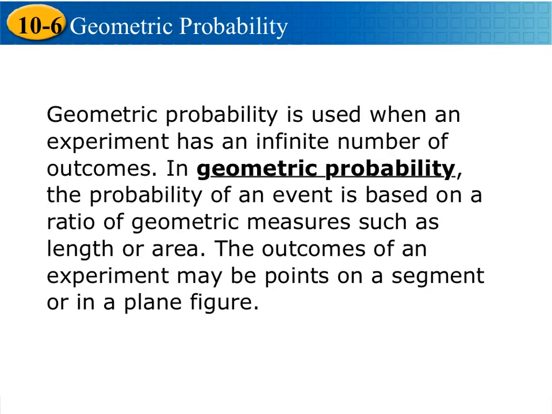The geometric probability is used when an experiment has an infinite number of outcomes. In geometric probability, the probability of an event is based on a ratio of geometric measures such as length or area. The outcomes of an experiment may be points on a segment or in a plane figure. So this is just talking about the types of geometric probabilities, what we can use it for. We can use it for points on a segment or on a plane figure. We're going to go over all of these types of examples.